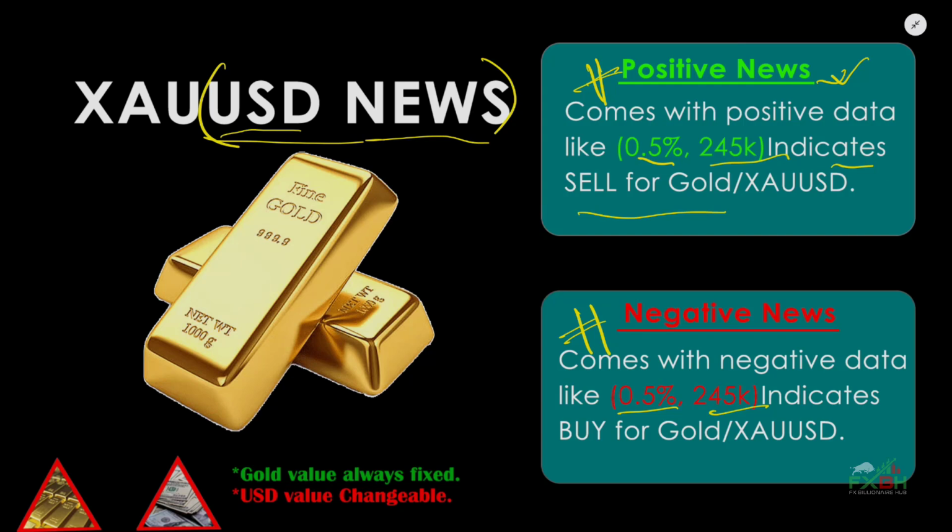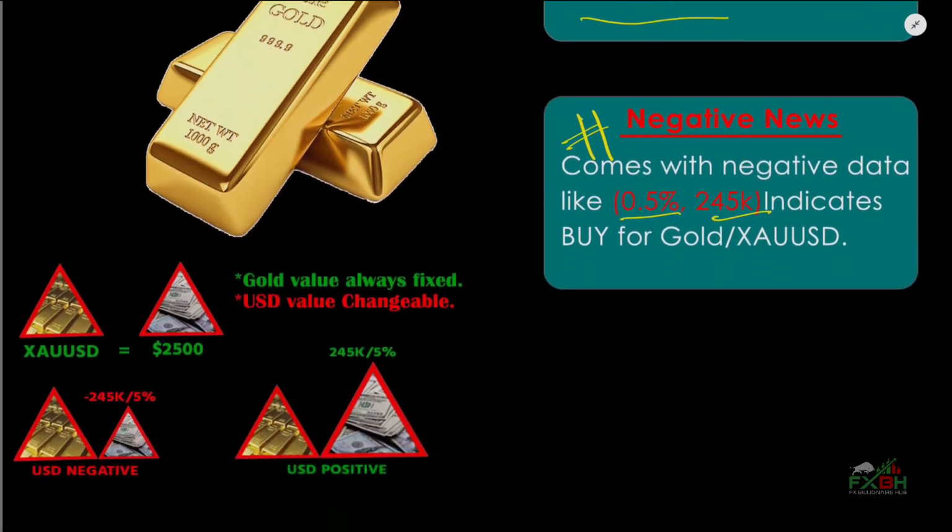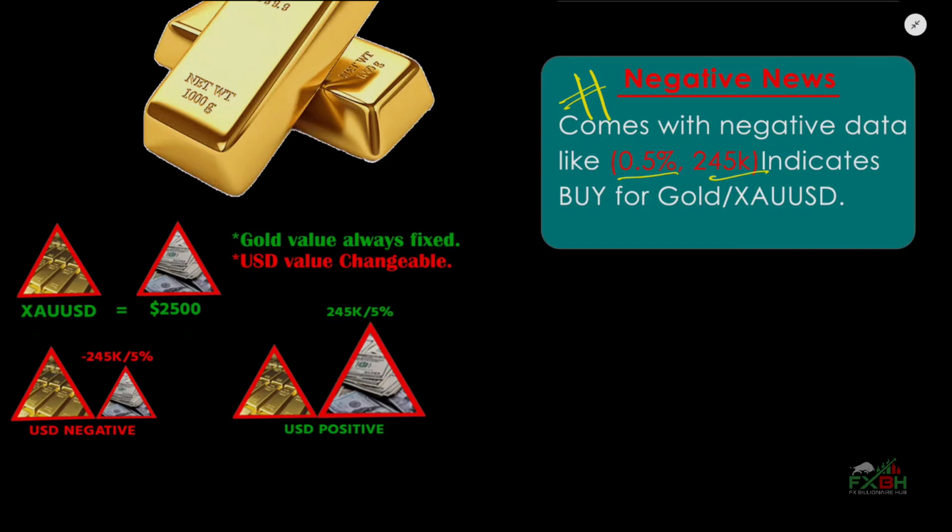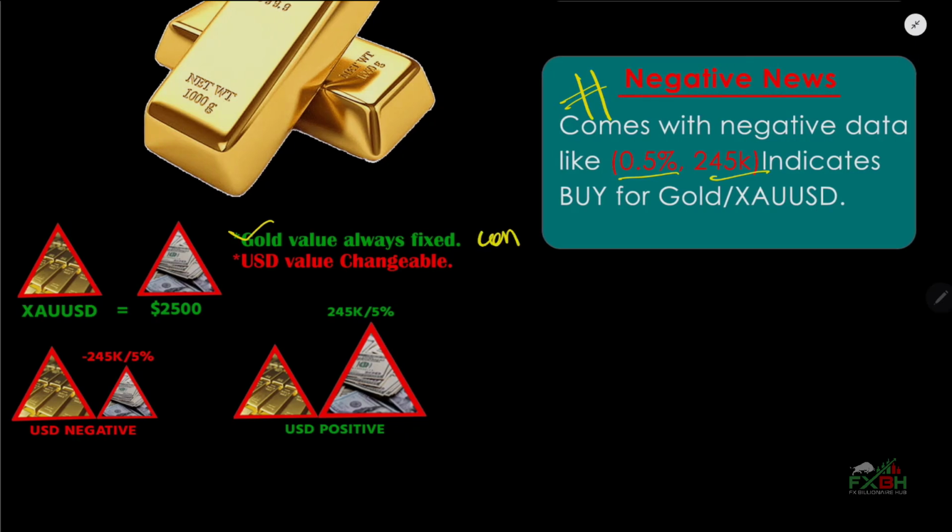So you may ask me, Mr. Boom, why sell on positive news and buy on negative news? Let me explain a little bit more. Before that, you have to keep two things in mind. One is that gold value is always fixed, that means it is a constant value, and USD value or currency value is always changeable, that means it is variable. Gold value is always constant. Suppose for now one triangle of XAU is equal to 2500 triangle of gold.